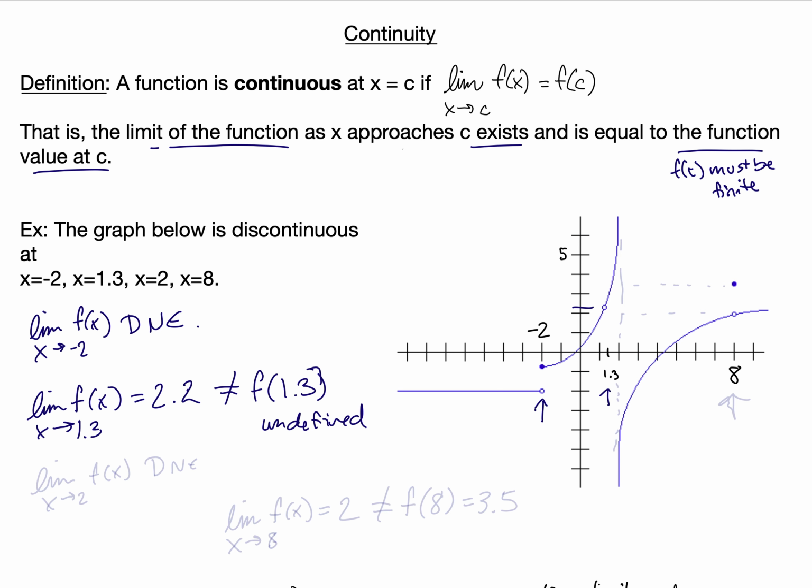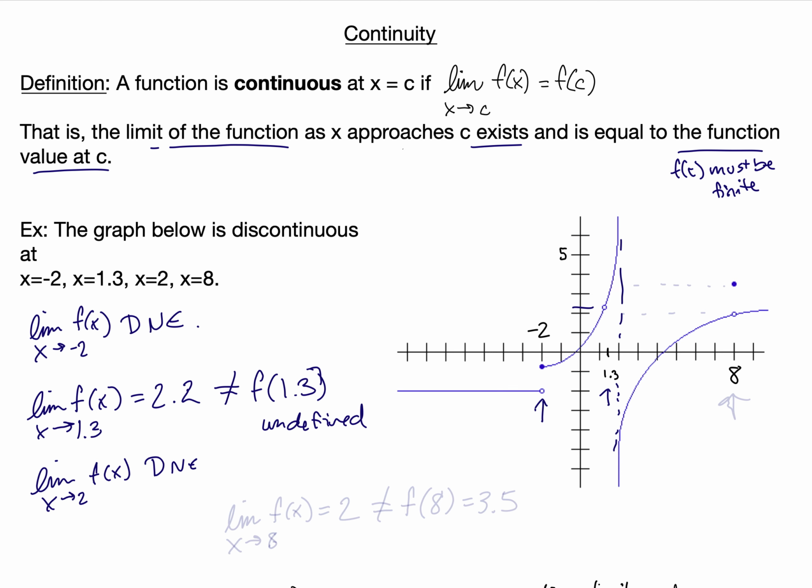We also see that the limit as x approaches 2 of f of x does not exist because as x approaches 2, from the left we see that the function is heading towards positive infinity. From the right, the function is headed towards negative infinity. So there's no one single limit. That limit does not exist, and therefore the function is discontinuous at x equals 2.